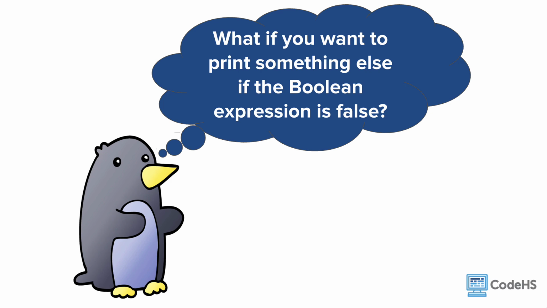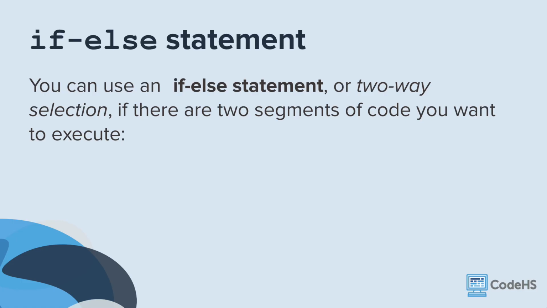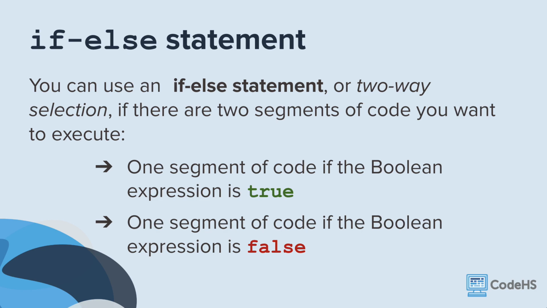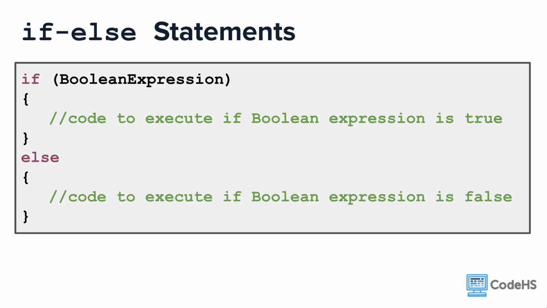You might be wondering, what if you want to print something else if the Boolean expression is false? You can use an if-else statement or two-way selection if there are two segments of code you want to execute. One segment of code if the Boolean expression is true, and one segment of code if the Boolean expression is false. This is the general skeleton for writing if-else statements.